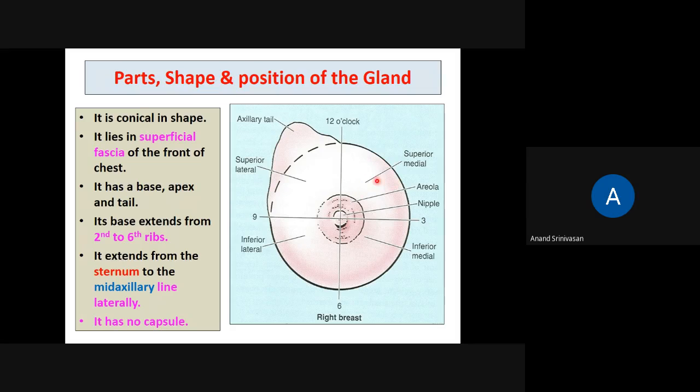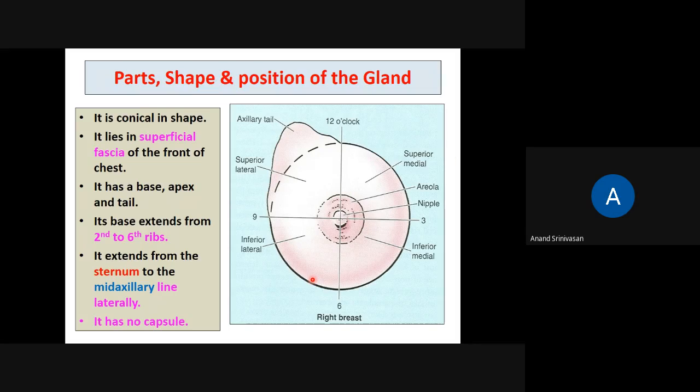So this quadrant is the upper medial quadrant, and this is the upper lateral quadrant, superomedial and superolateral, and this one is the lower medial quadrant and the lower lateral quadrant. If you find a lump, you need to mention its size, shape, and in which quadrant of the breast you find it. That's why you need to know about the quadrants, to know the exact location of the lump.